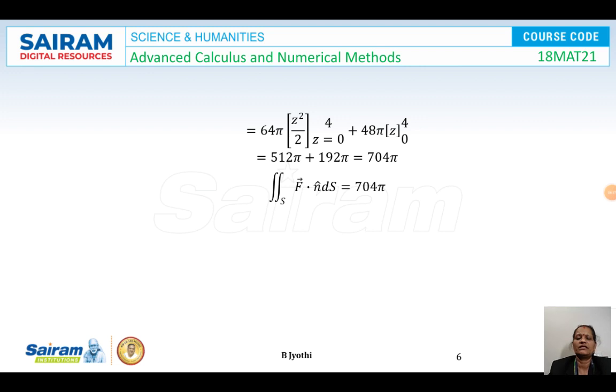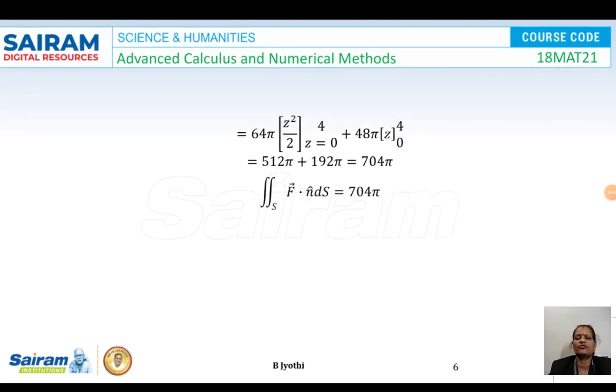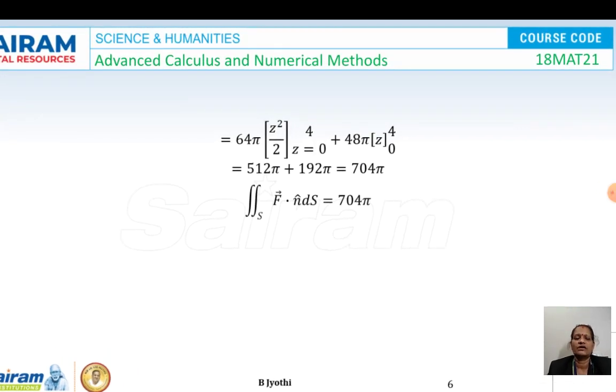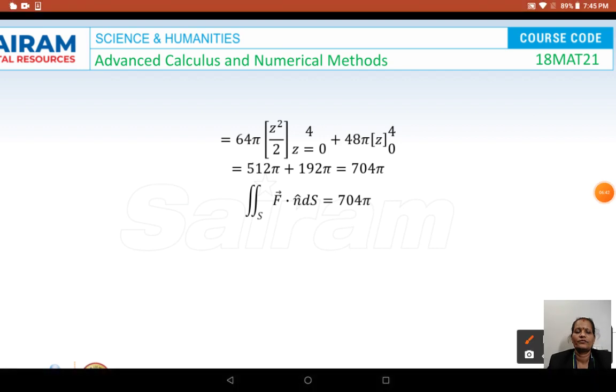So after integration of this, we get 64 pi into z square by 2, where z is varying from 0 to 4, and 48 pi z, where z is varying from 0 to 4. After substitution of the limits, we get 512 pi plus 192 pi, which gives us 704 pi. That is the result we are getting.